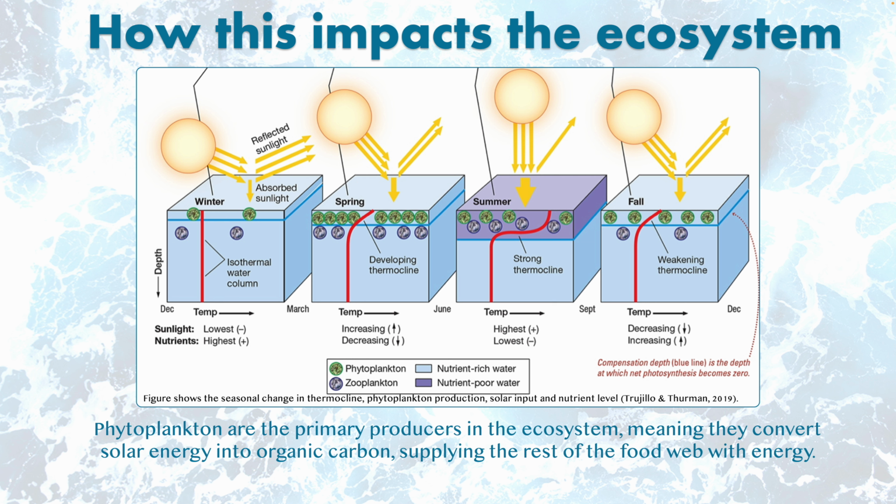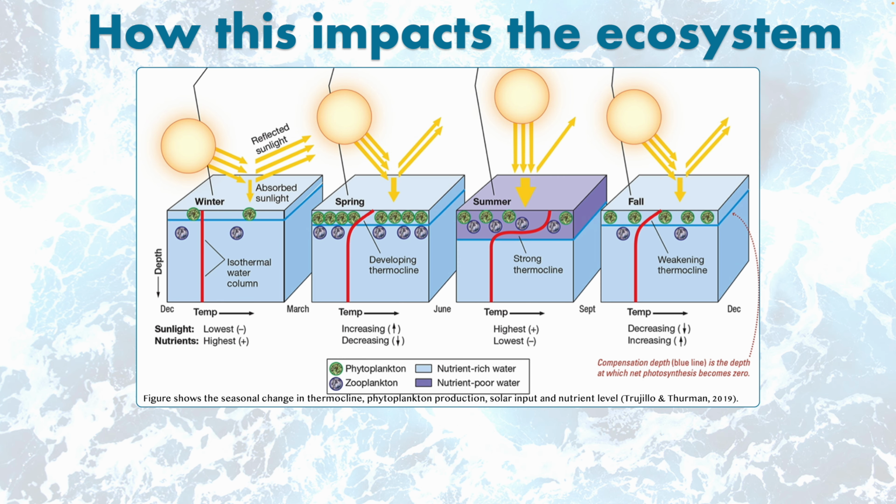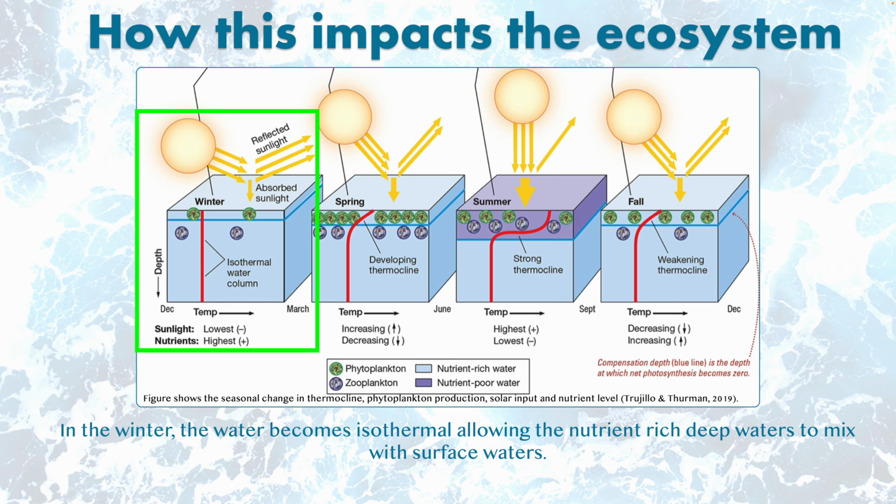Phytoplankton are the primary producers in the ecosystem, meaning that they convert solar energy into organic carbon, supplying the rest of the food web with energy. In the winter, the water becomes isothermal, meaning there is no thermocline, and that allows the nutrient-rich deep waters to mix with the surface waters.